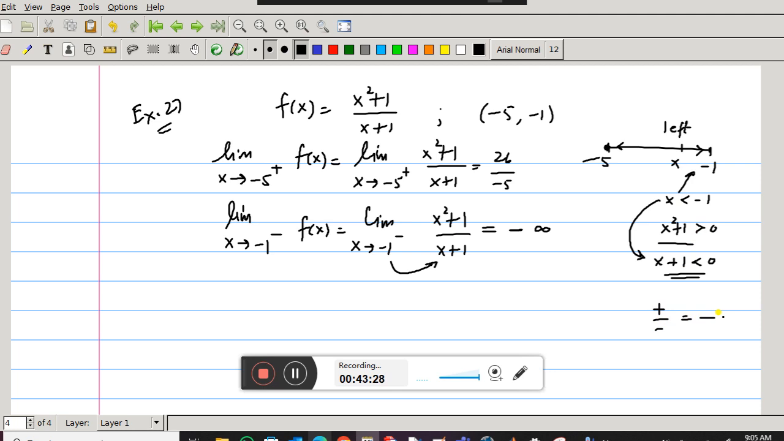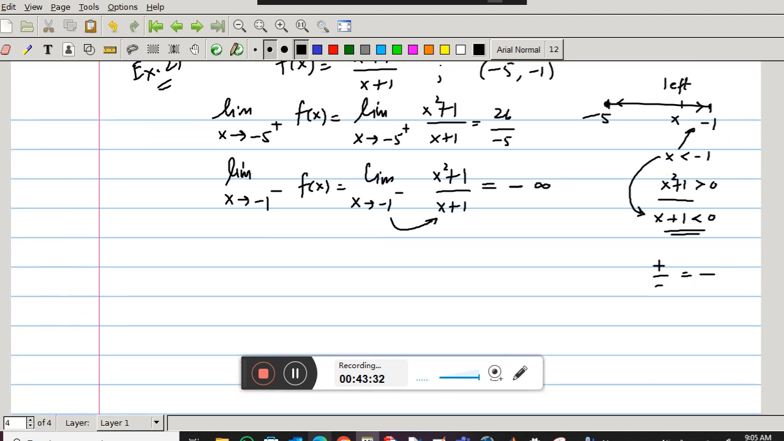Agree? So if one limit becomes minus infinity, it means there is no minima. So this implies that there is no absolute minima. Why infinity? Because 0 is in the denominator, and above is 2. You see, minus 1 square plus 1 is 2, and 2 by 0 is infinity. So now, no minimum is there.